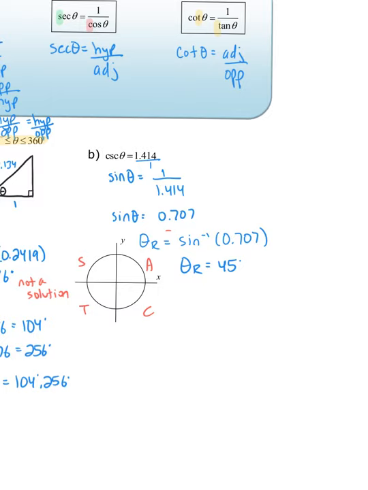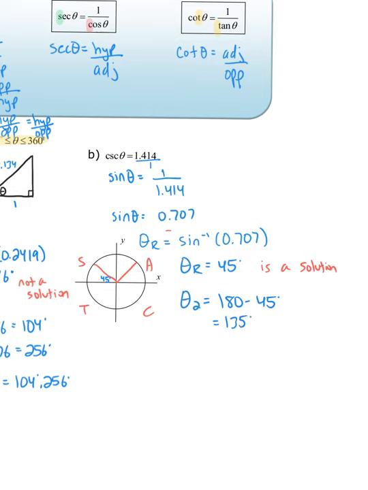Because the ratio for cosecant is positive, the ratio for sine is positive. So we have solutions in A, where all ratios are positive, and in S, between 90 and 180, where the sine ratios are positive. So therefore, this 45 degrees is a solution. And then I only need to find a second angle. So to find the obtuse angle, it's 180 minus 45. So the second solution would be 180 minus 45 degrees, which is 135 degrees.